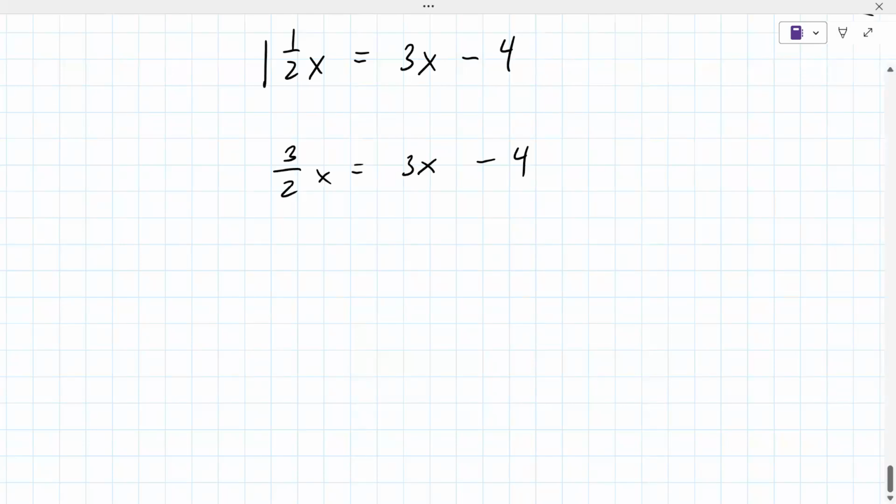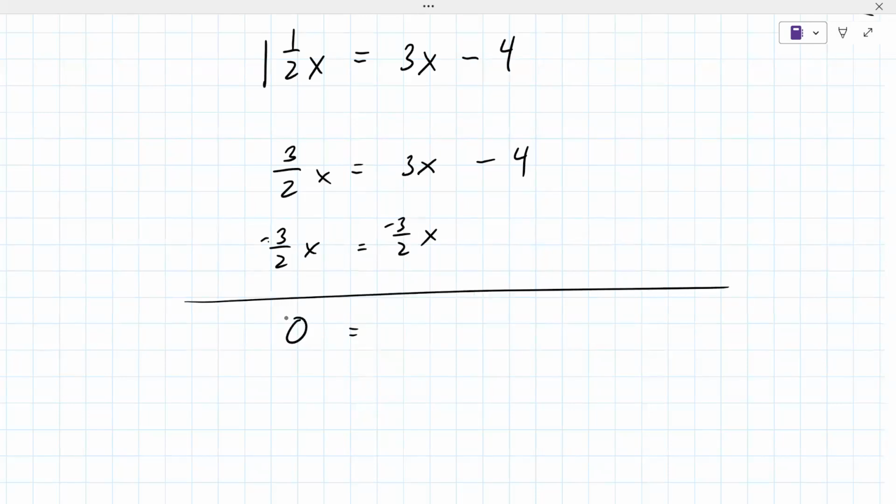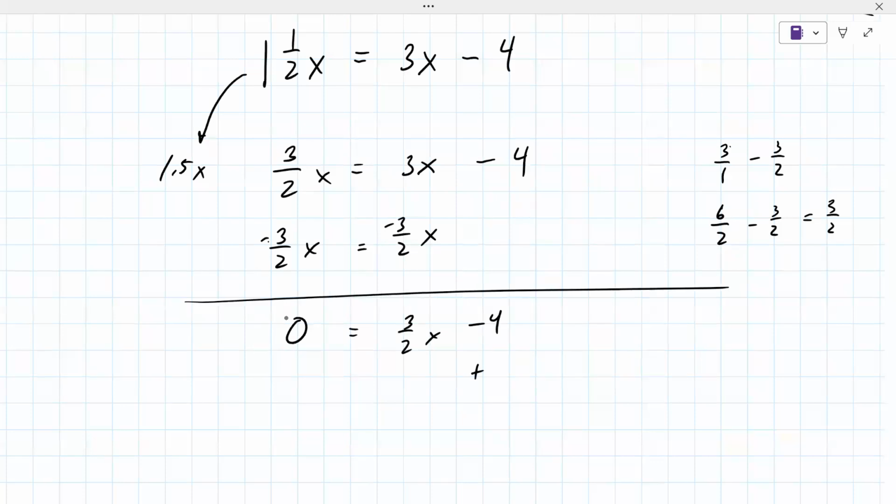Yeah, I'm confused on what to do. Okay. So when you subtract 3/2 from both sides, there's a couple ways to do that. Making a common denominator is one way. 3/1 minus 3/2 ends up being 6/2 minus 3/2, which ends up just being 3/2. Or the other way is you could say, oh, that's really 1.5x. So when you subtract it, it's 1.5x minus 4. Then you add 4 to both sides.